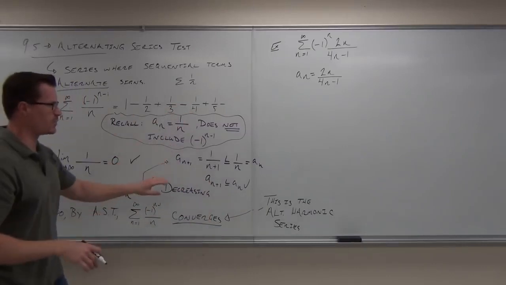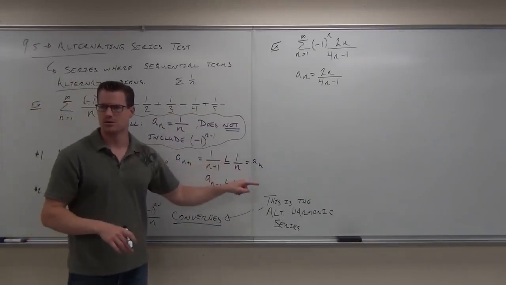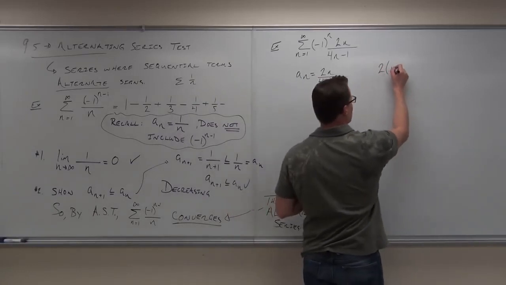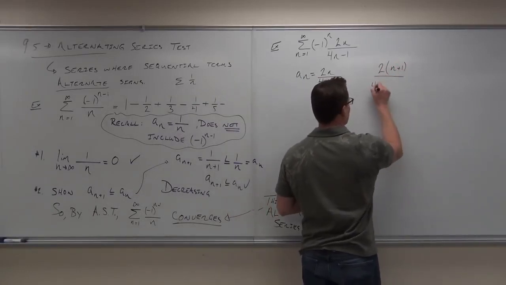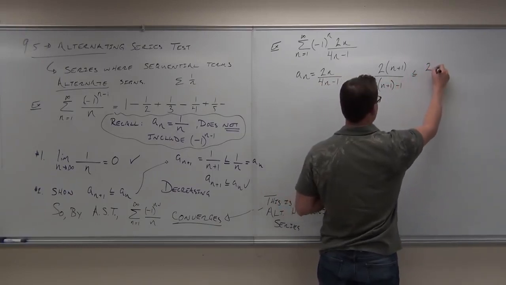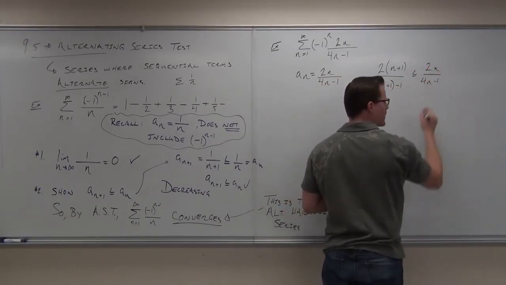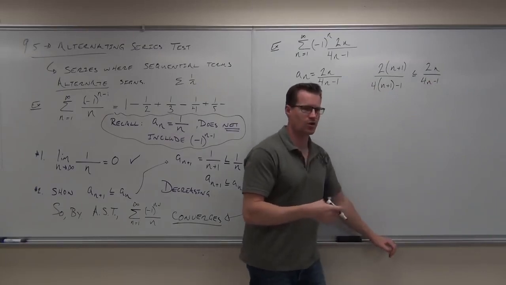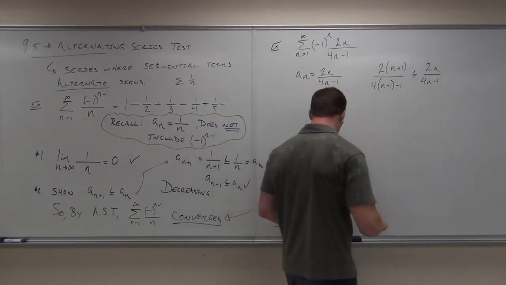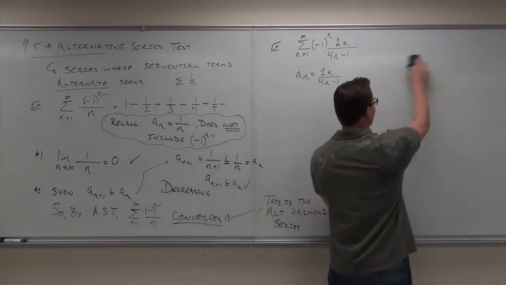This is why I give this example. This sometimes is hard to do. Sometimes it's really easy, like this was easy. But if I wanted to show that (2(n+1))/(4(n+1)-1) is less than or equal to 2n/(4n-1), I might run into some trouble. It's just harder to do. It's harder to actually show that. Does that make sense? So rather than do that, I'd be like, nah, I don't think so.